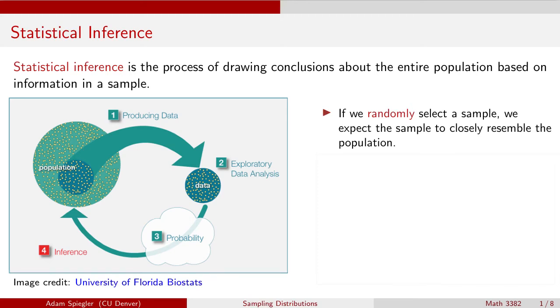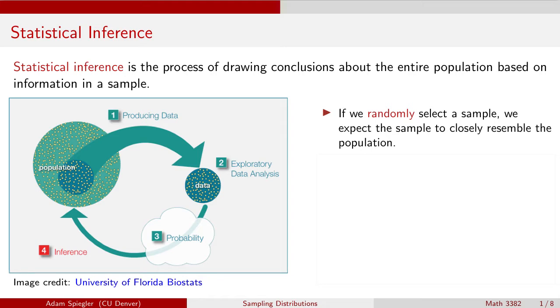Hi everyone, so in this video I want to talk a little bit more generally about what statistical inference is and where sampling distributions fit in this process. When we talk about statistical inference, this is the process of drawing conclusions about an entire population based on information in a sample. For example, the permutation test hypothesis tests that we've been looking at are a type of statistical inference because we're using one sample to try and gauge two competing claims about the population.